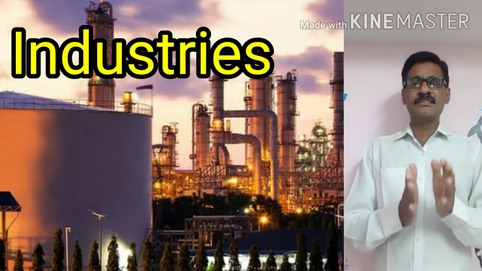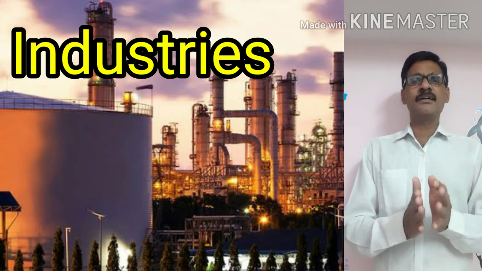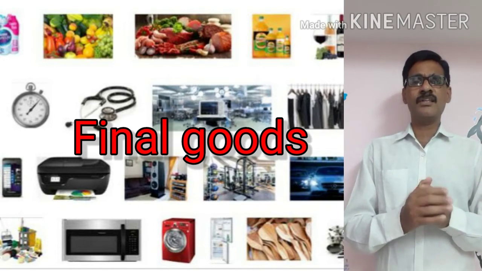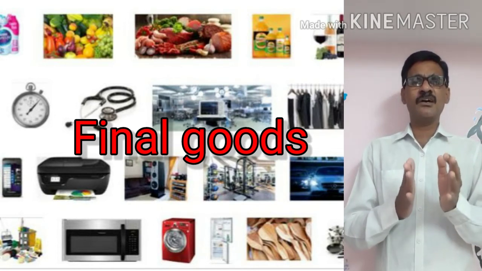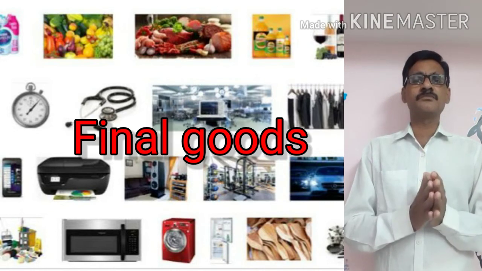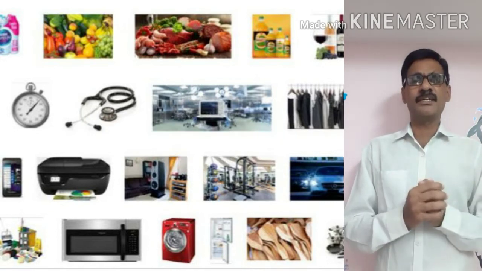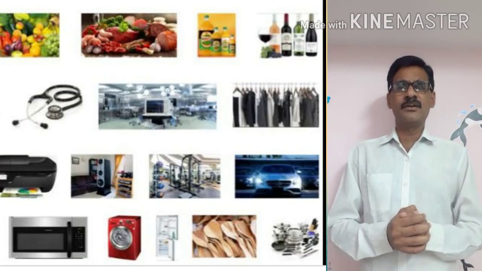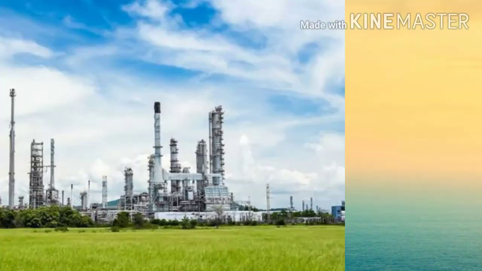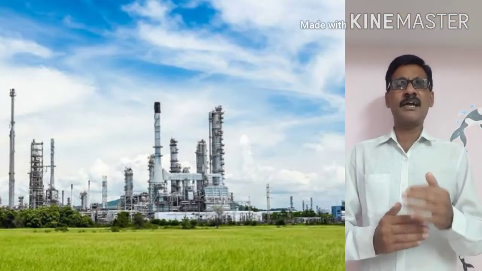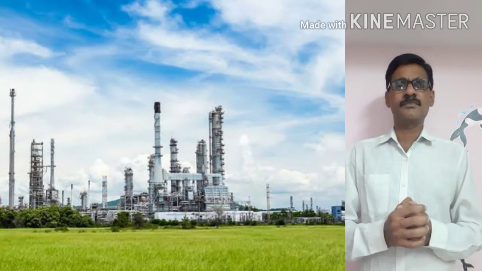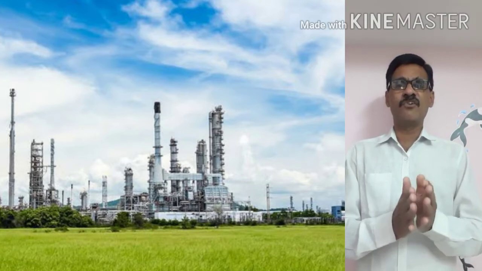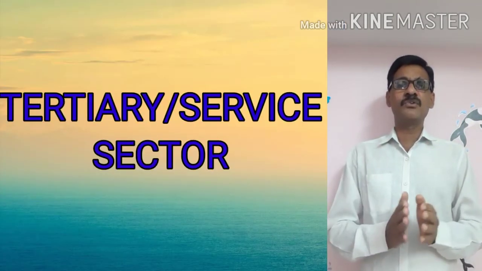Here, in the industrial sector, the final goods are made. What are the final goods? The goods which are ready to consume. These may be consumed directly. These are called the final goods. So the secondary sector is producing goods with the help of machines and tools. And also the processing is involved in this sector.